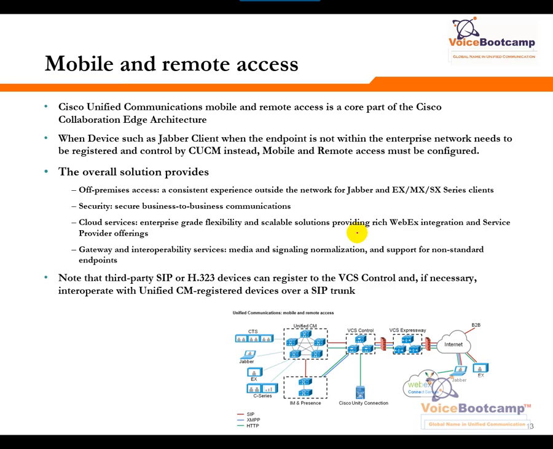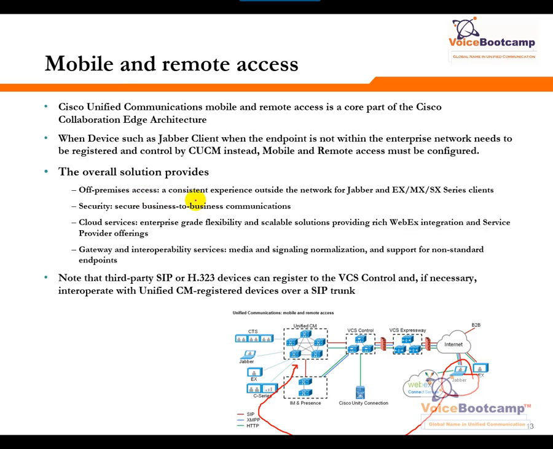Now, mobile and remote access, which is part of Cisco Unified Communications Mobile and Remote Access, is a core part of the edge. When a device such as a Jabber client is sitting outside of your company, such as on the internet, these endpoints are not within your enterprise, so they cannot register directly to the Call Manager unless you have a VPN. To avoid that, you have this solution called Expressway Edge.